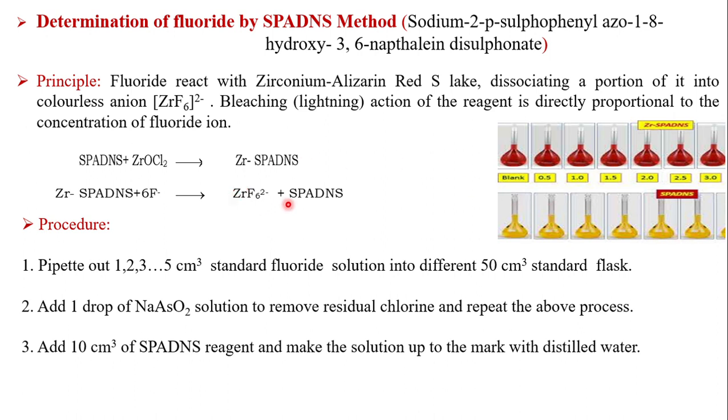The intensity of these yellow color solutions will increase with increase in the concentration of the fluoride ion. Because according to this reaction, when ZrSPADNS and fluoride are mixed together, the fluoride will bleach this and all the fluoride ions will bind with the zirconium and SPADNS becomes free. So that is the yellow color formation here. Higher the fluoride concentration, higher is the intensity of the yellow color developed. Lesser the fluoride ion concentration, lesser is the yellow color developed. This yellow color will absorb the light radiations at 570 nanometer.